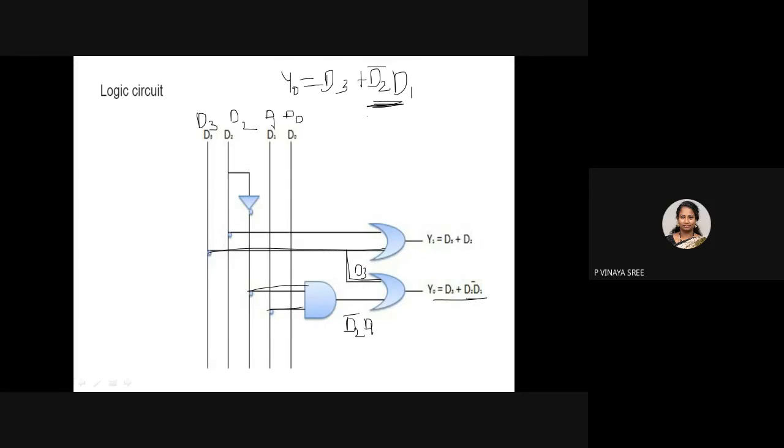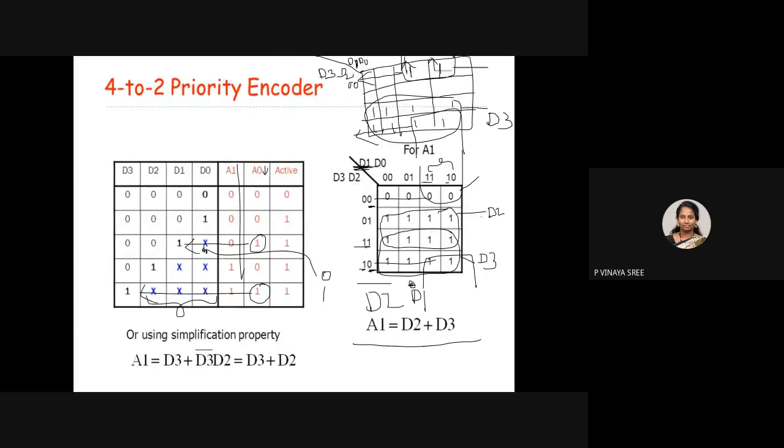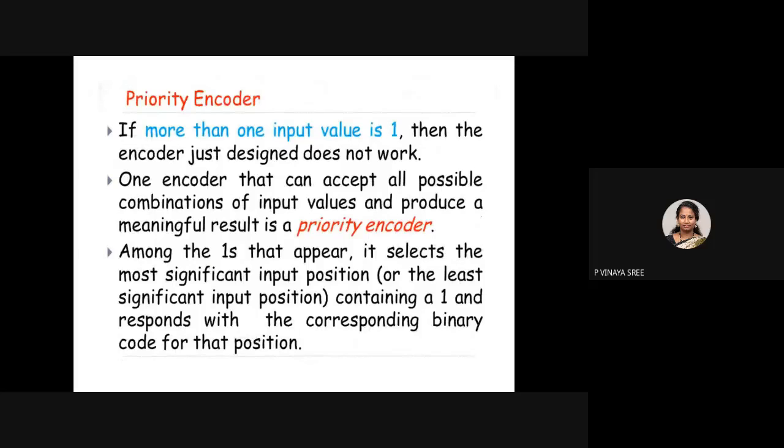Now coming to Y1. What is the expression for Y1, ma'am? D2 plus D3. So this is your D2, we need to connect this D2, and this is your D3, and this is Y1 equals D2 plus D3. Okay, so this is your logic circuit. This completes your priority encoder.